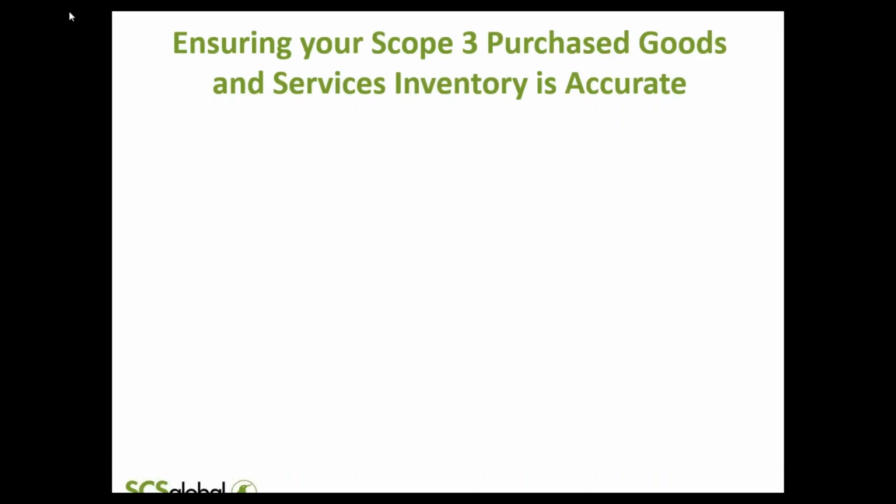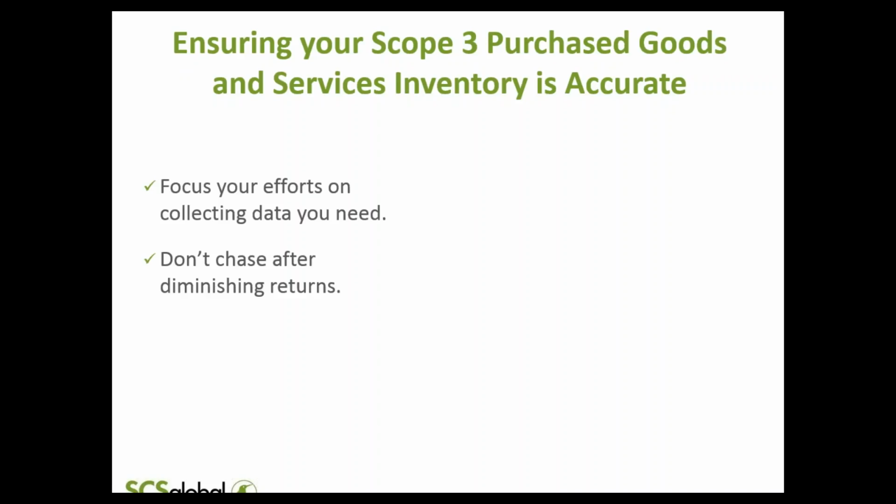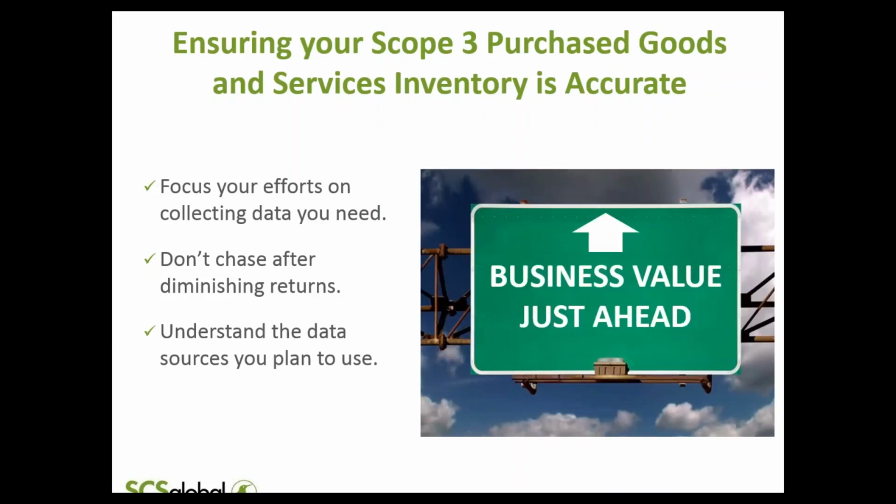Now just to recap and conclude before we get into questions and answers, some key steps on ensuring your Scope 3 purchased goods and services inventory is accurate. You want to make sure that you focus your efforts on collecting the data you need. Don't chase after diminishing returns. So you want to avoid chasing after suppliers that make up even cumulatively a very small contribution to the total inventory. And it's very important at the outset to understand the data sources you plan to use. And if you take these steps, you can really have a more accurate and credible Scope 3 inventory that can allow you to get the most business value out of the steps you're taking to evaluate it.